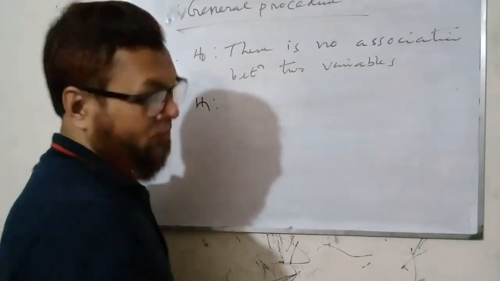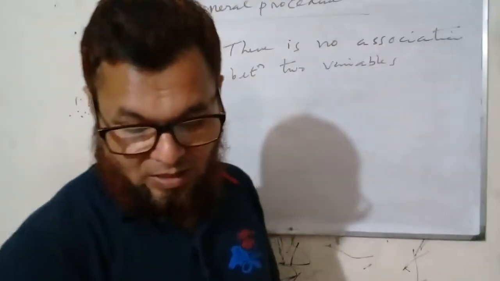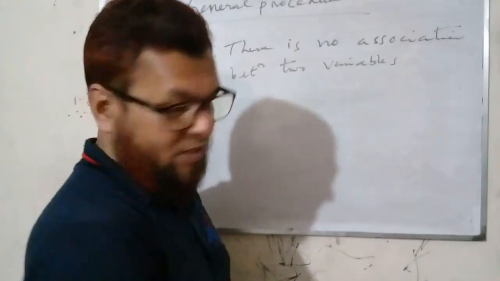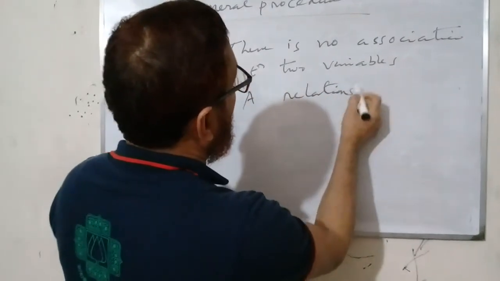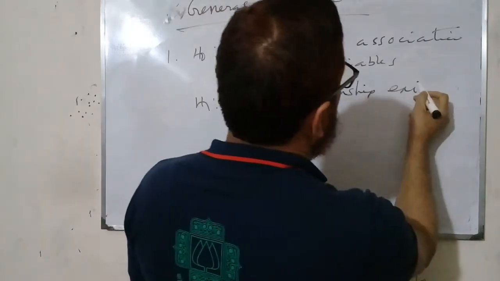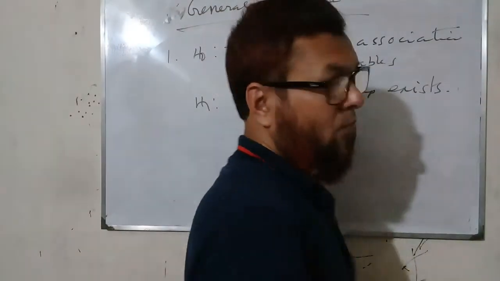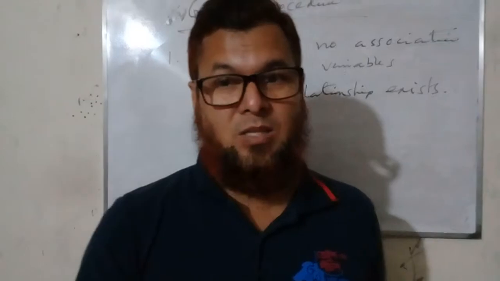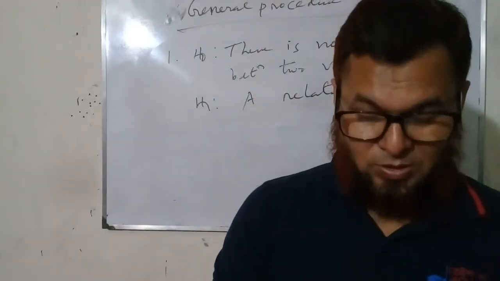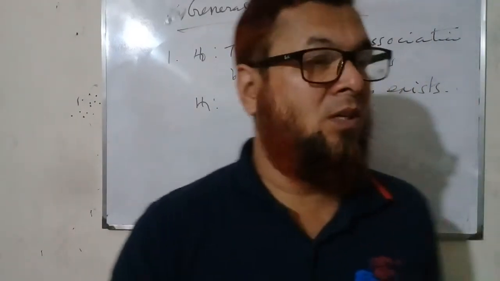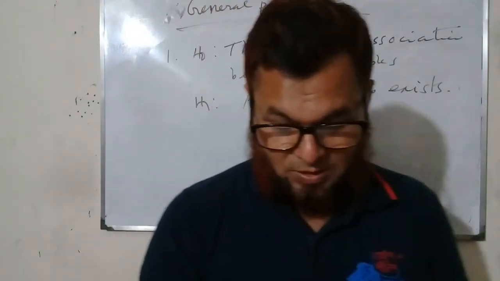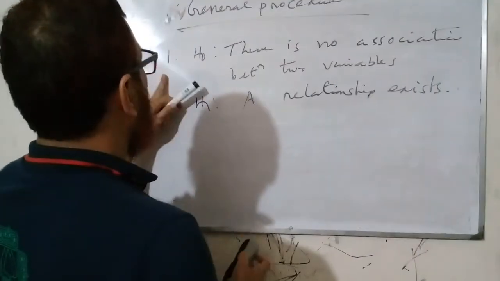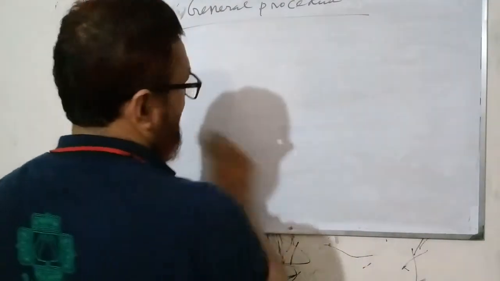Alternative hypothesis: there exists a relationship between two variables. We set up the null hypothesis, there is no relation between two variables, that is they are independent. Alternative hypothesis, there is a relationship between two variables. This is step 1.